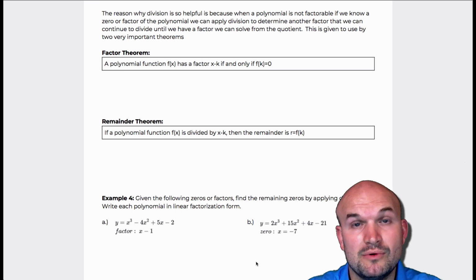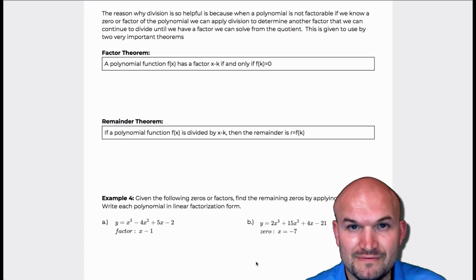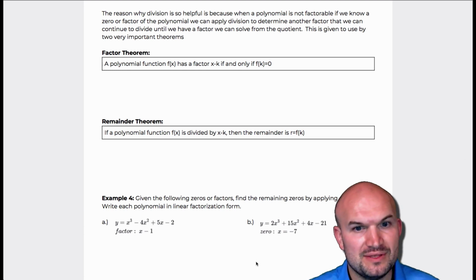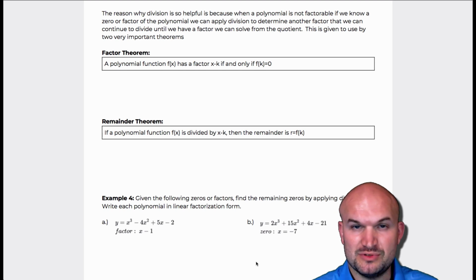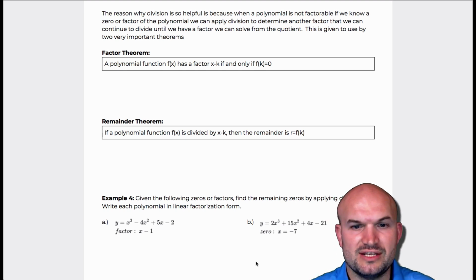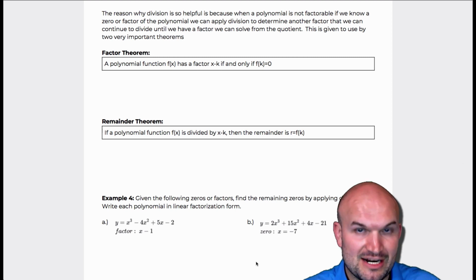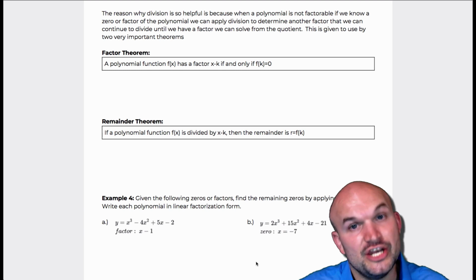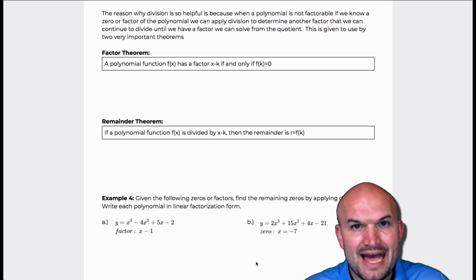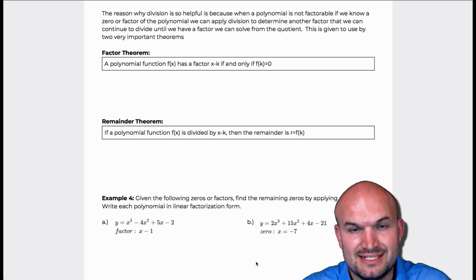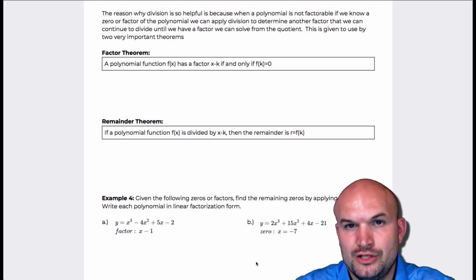All right, so now what we're going to do is work on finding all of the zeros when given a zero or a factor. Now, this is very important because in the previous examples, looking at synthetic division and long division, what we understood is if we had a factor that evenly divides into a polynomial, that gave us another factor. And if we have multiple factors, the product of that gives us that original polynomial.